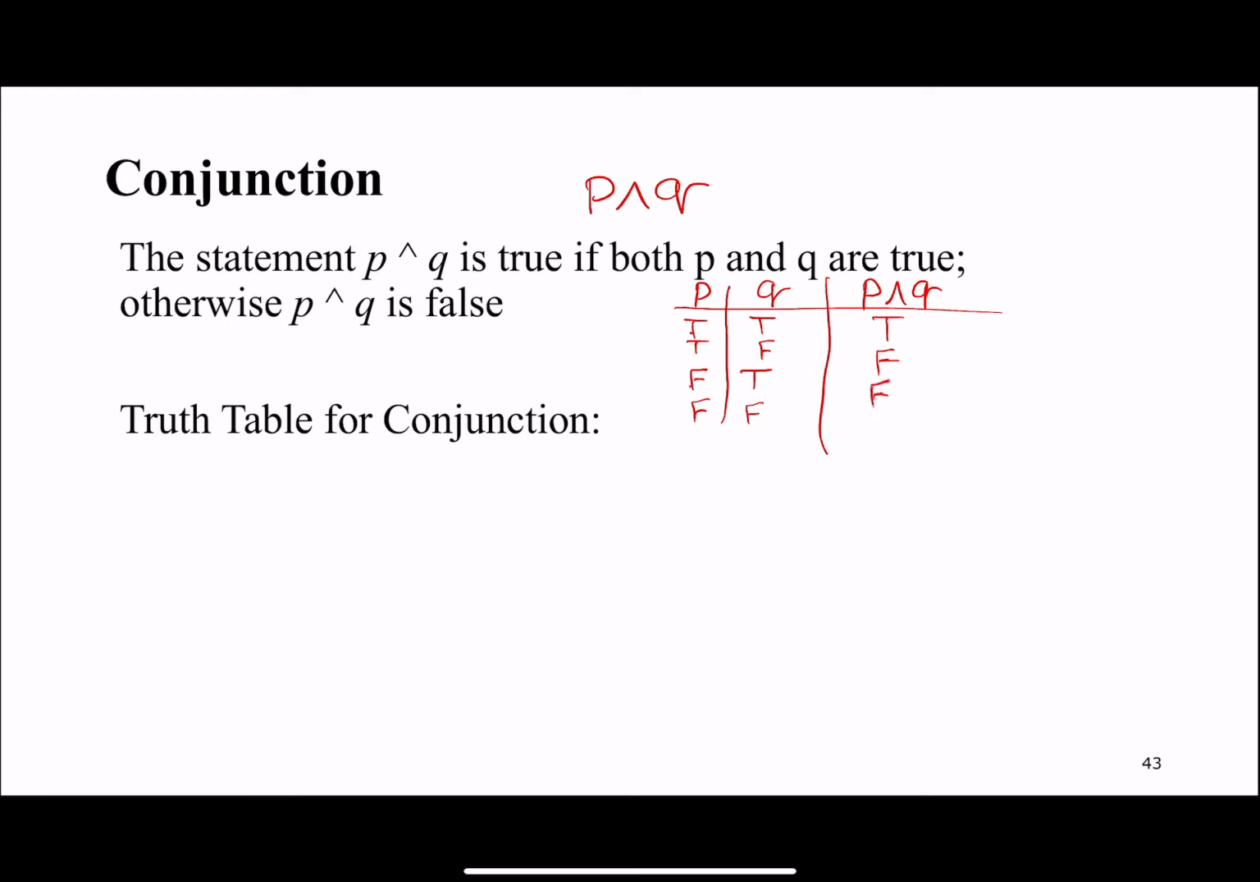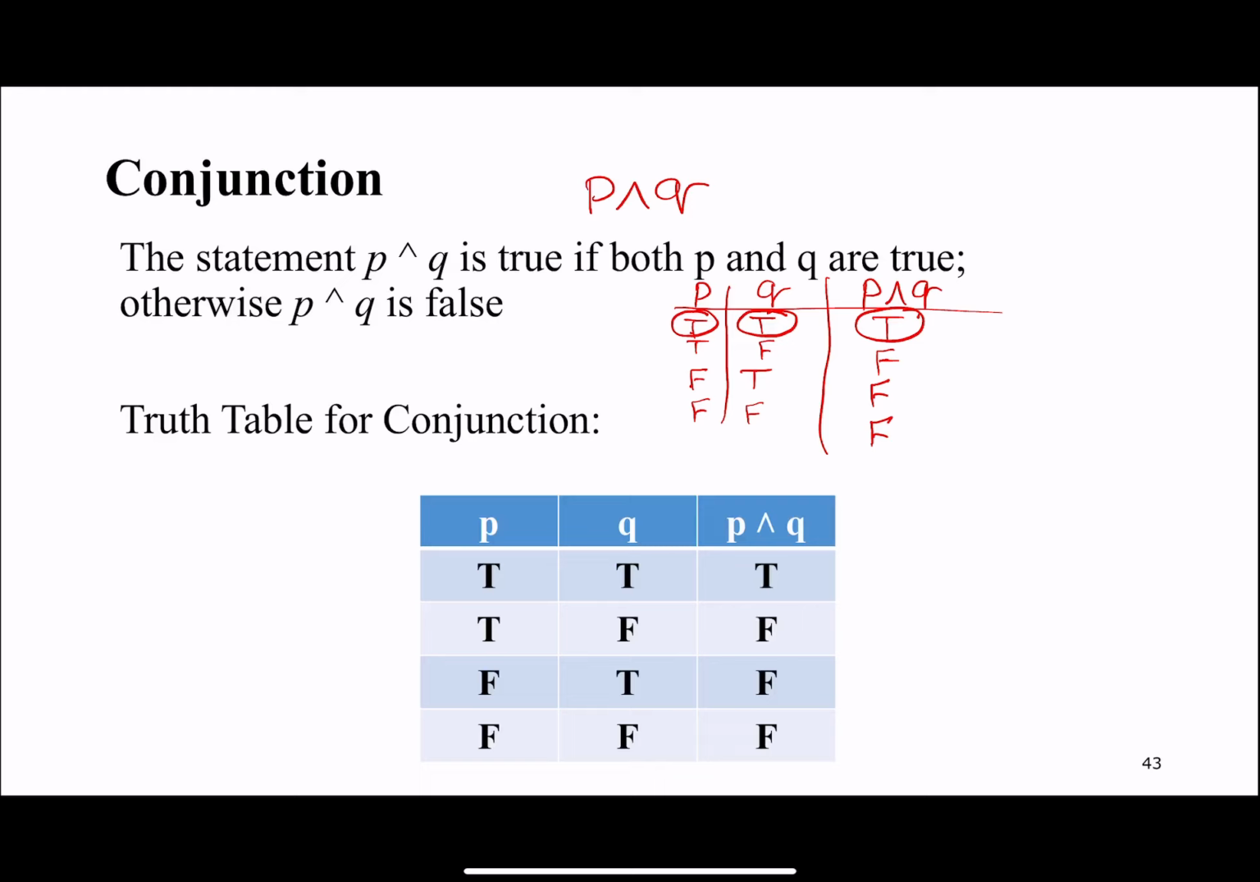Last one, both are false, you get false. So the only way that P and Q is true is when both P and Q are true. Look at the first one. P is true, Q is true. So both are true, then P and Q is true. Otherwise, it's false. Okay?